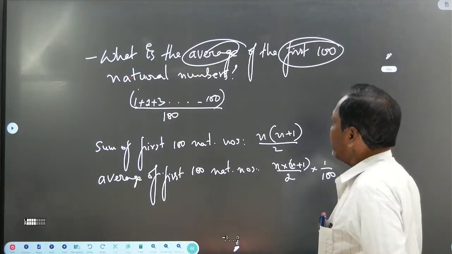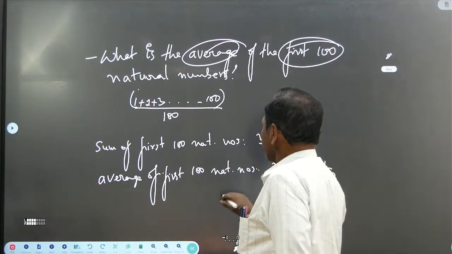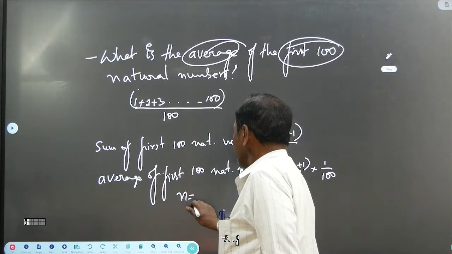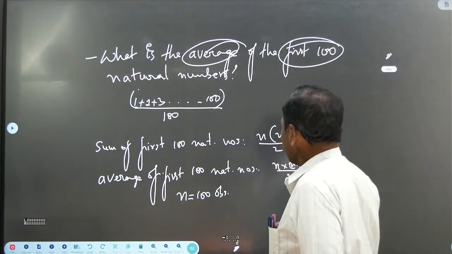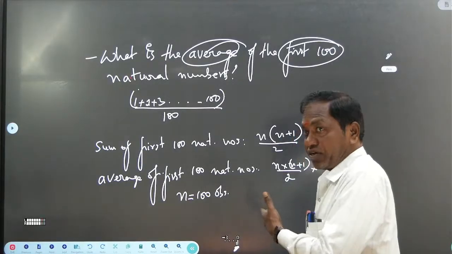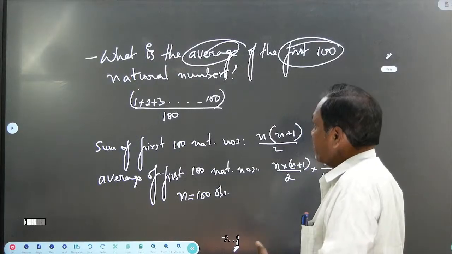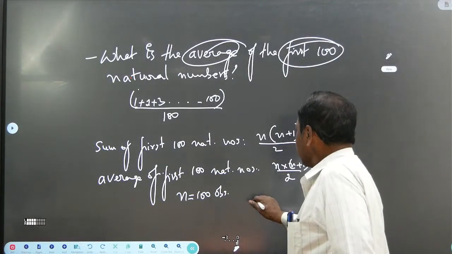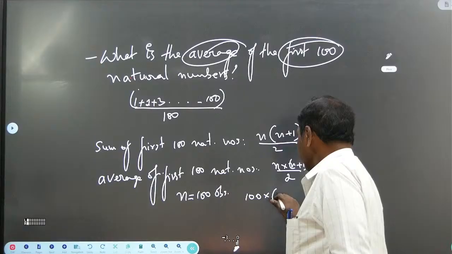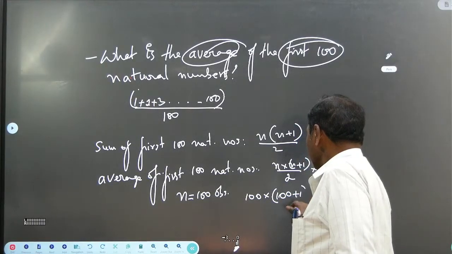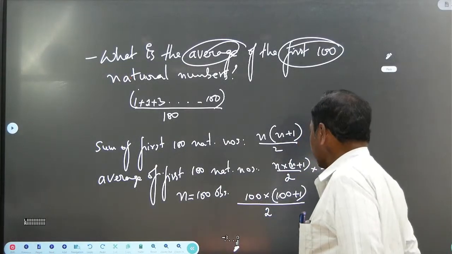Now if we apply the formula, what is n here? n is equal to 100 observations. I don't say you don't know this, but it is my duty to explain. 100 observations are 100. And n is 100, so 100 into 100 plus 1, n into n plus 1 divided by 2.